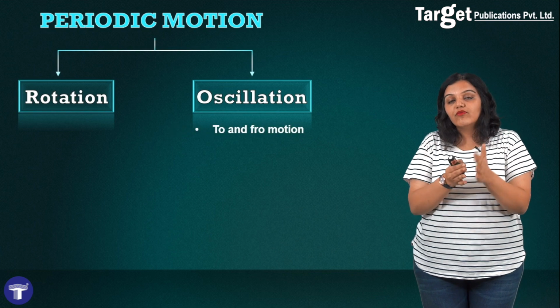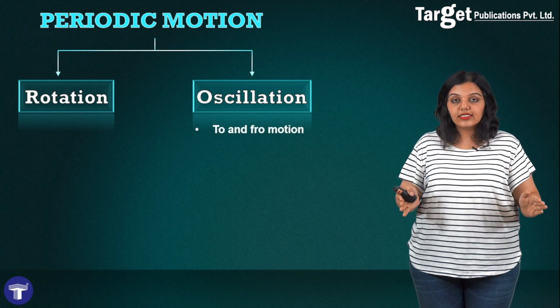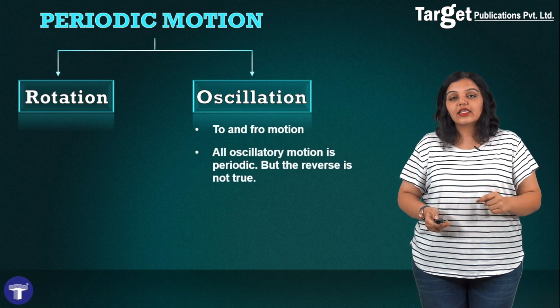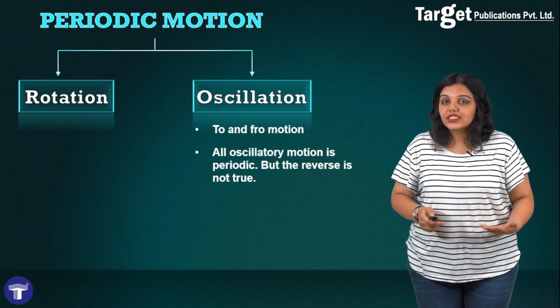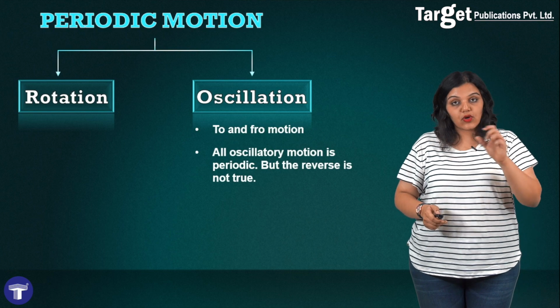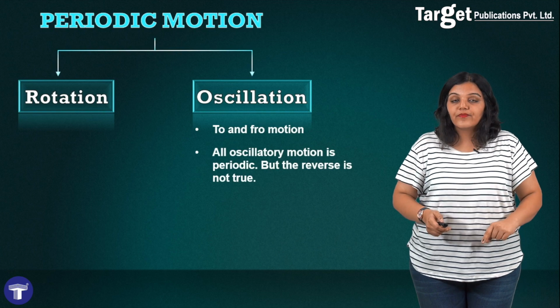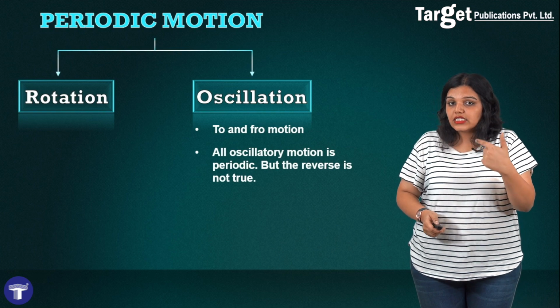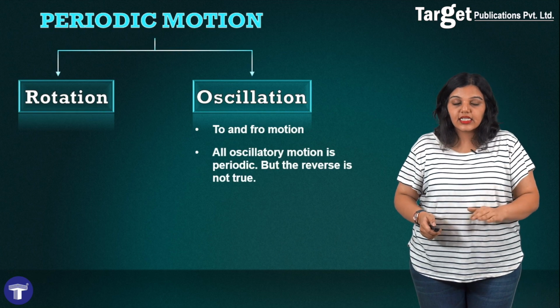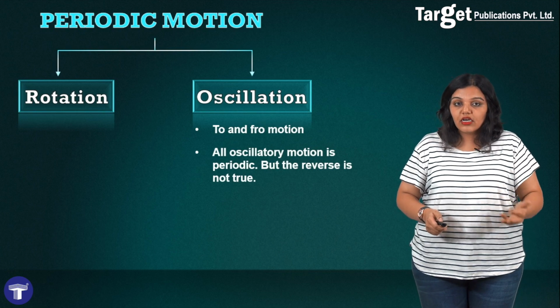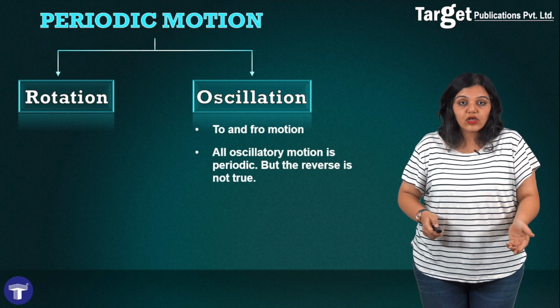Oscillation is nothing but the movement of an object between two fixed points, or we can say it is to and fro motion. And that's why we can also understand that all oscillatory motion is periodic, because oscillation is a type of periodic motion. But the reverse is not true. That means that every time you see periodic motion, it's not necessary that it is oscillation. For example, the rotation or revolution of the earth is periodic motion, but it's not oscillation.